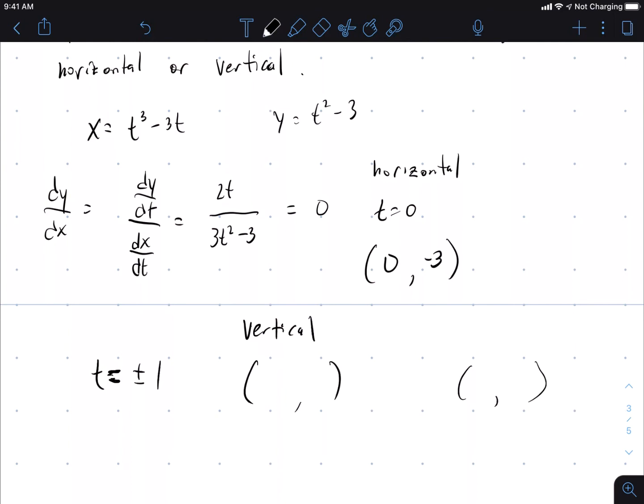Here we'll say this one's when t equals positive 1. That's going to look like -2 and -2. And this one's going to be at 2, -2. Agreed? Agreed.